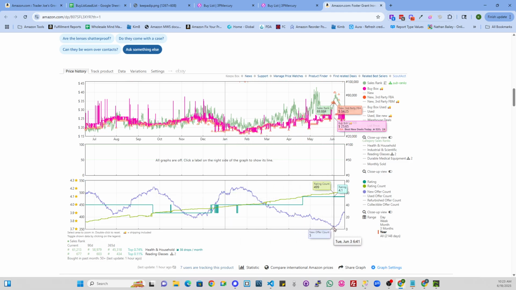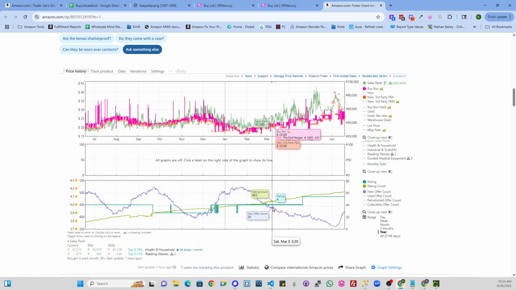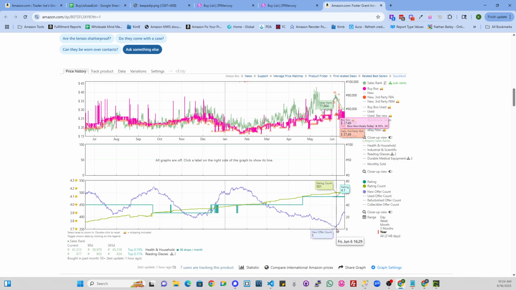And guess what happens when the seller count goes down? The buy box shoots up dramatically. If you were to buy during this period of time, people are listing it for $40 when at the peak of the seller count right here, it was selling for $16-ish. Okay, so it has gone over double what it used to be, right? So catching these trends is critical in your ability to run a profitable Amazon business.